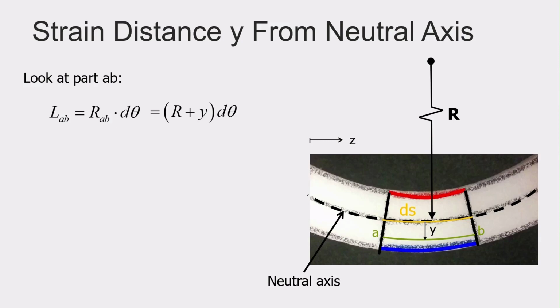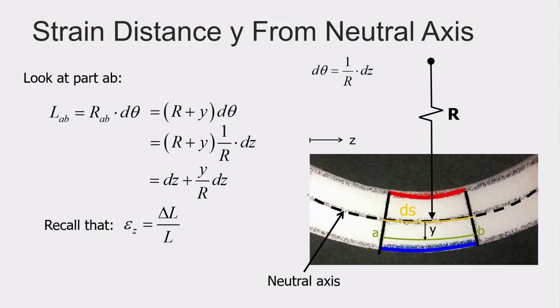Next, we have to reuse one of the formulas of the previous slide. There we found that the original length dz is equal to r times d theta, hence d theta is equal to 1 over r times dz. Filling this in, we get r plus y times 1 over r times dz, which we can rewrite to dz plus y over r times dz.